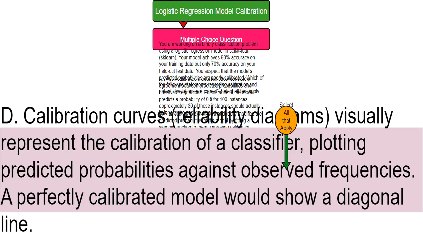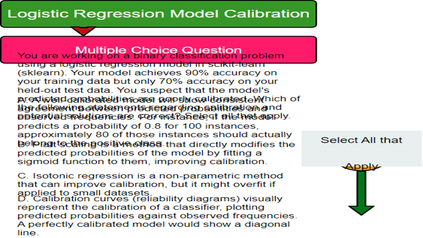Calibration curves are graphs showing how well calibrated a model is. You plot the predicted probabilities against the actual frequencies. A perfect model would lie on a diagonal line. Predicted probabilities exactly match the observed rates. Choose all the correct statements from the options given.